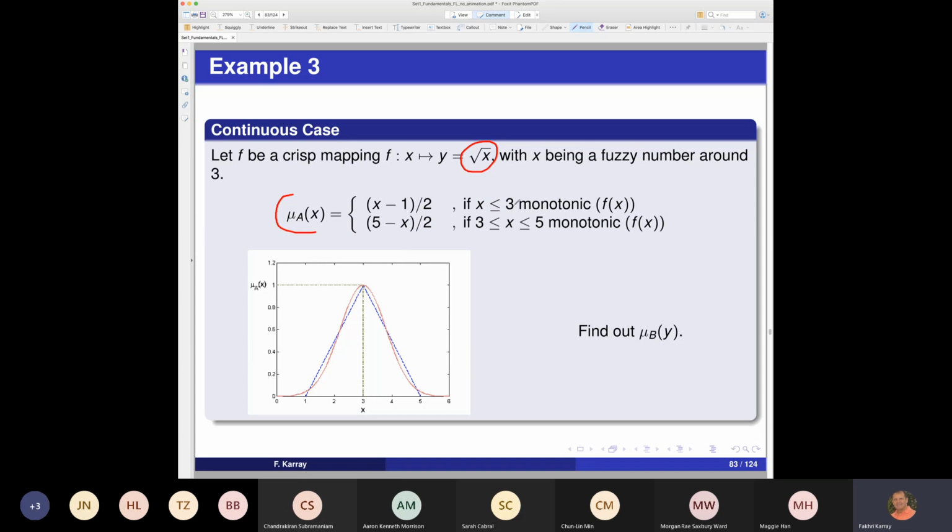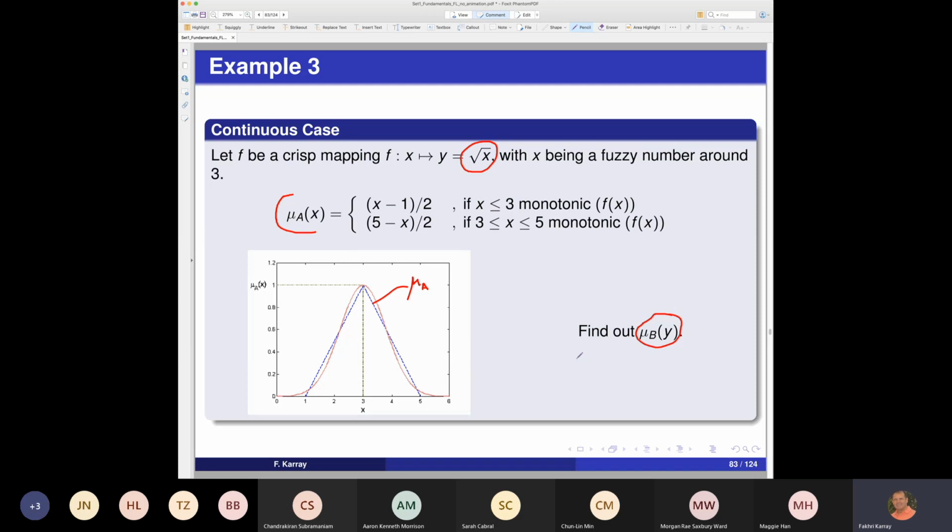So if x is less than or equal to 3, we have this blue type of representation. If x is between 3 and 5, we have this blue type as well, so this is mu A of x. The blue one is mu A of x. Now we would like to apply the mapping to this particular triangular membership function. What are we going to obtain from this mapping? We would like to obtain mu B of y.